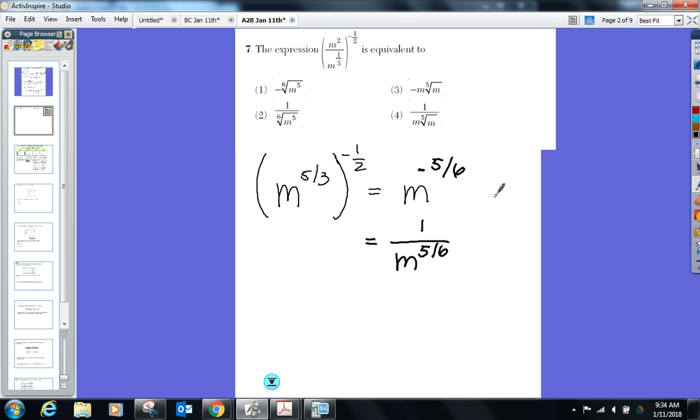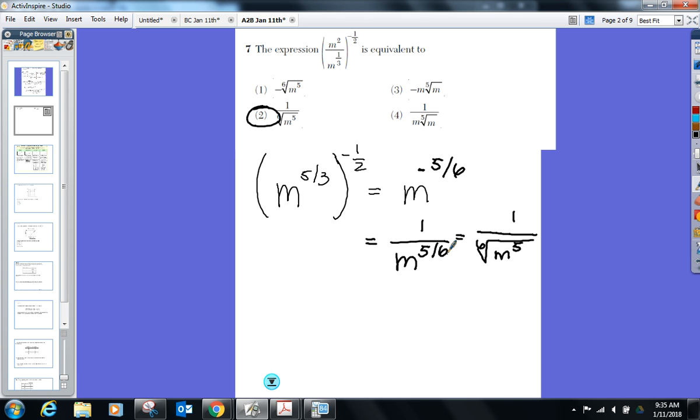You'll notice what about all your multiple choices, though? They're all with a radical. So you get your boy Nelly back out, E over I. The 5 is the exponent, m to the 5th. My index is 6. E over I when I rewrite it: exponent over index.